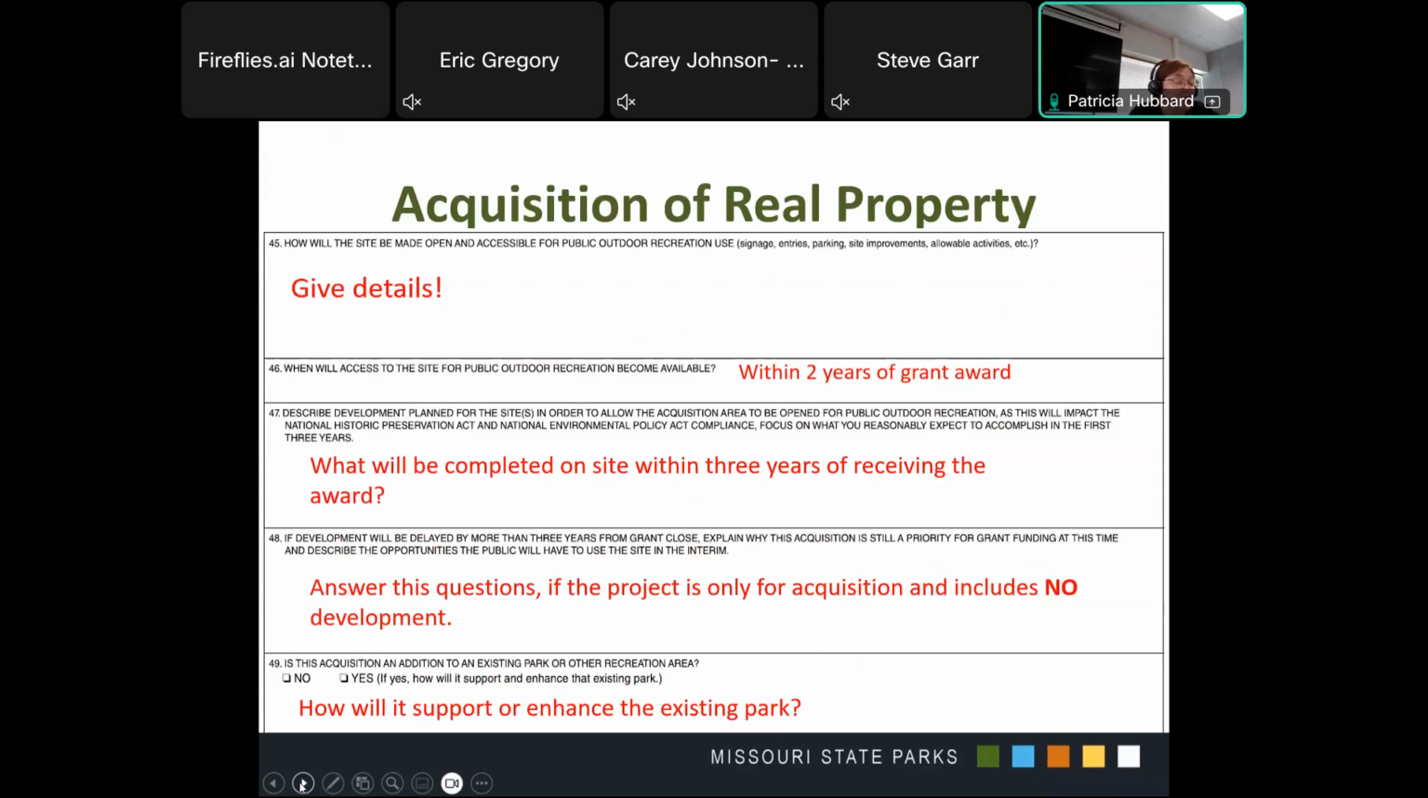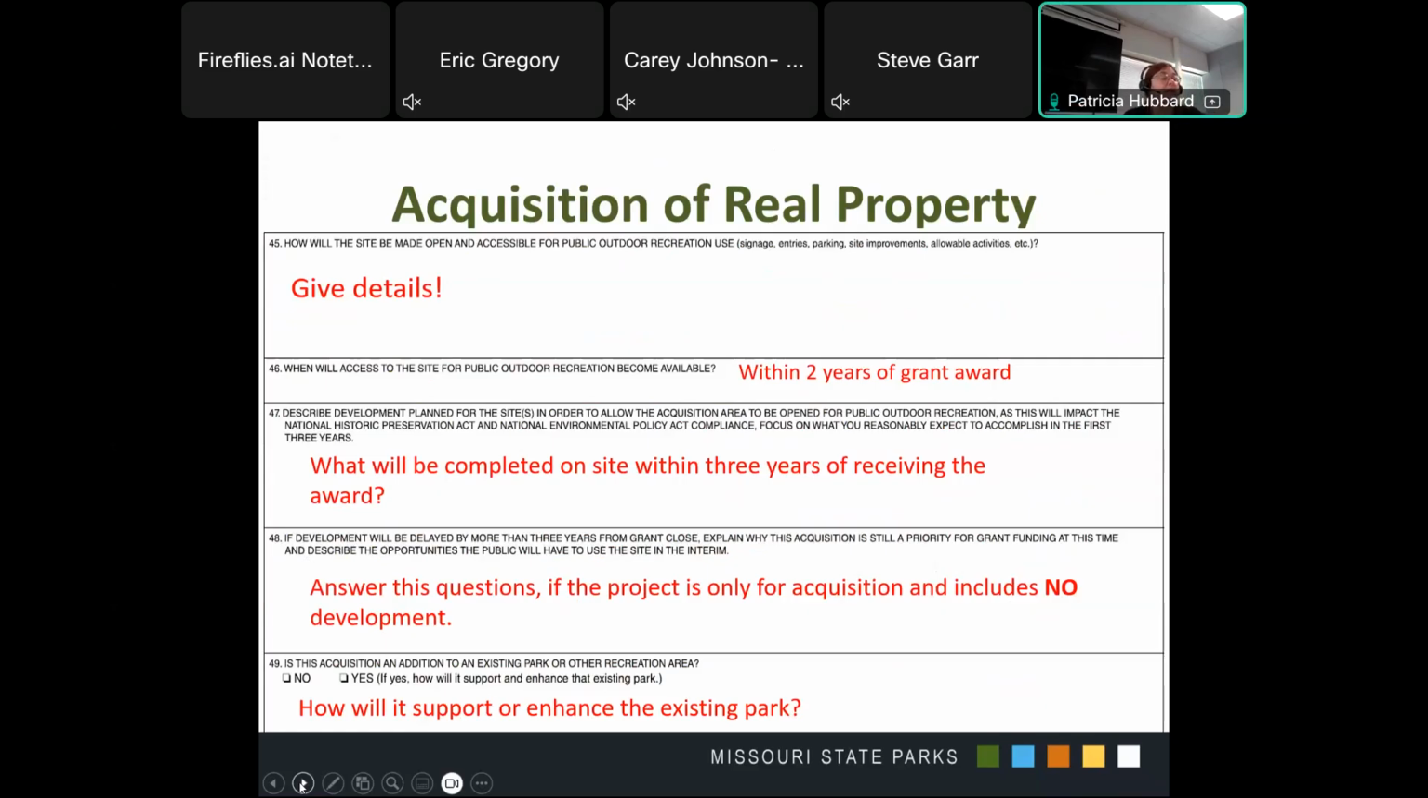46 asks when the park will be open for public outdoor recreation use. Please provide an anticipated date for when the site will be made open and available for public outdoor recreation use. For example, you could say within 1 to 2 years of the notice of grant award, or you could give a very specific date like January 2029.